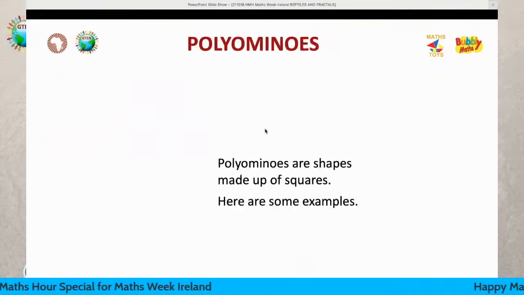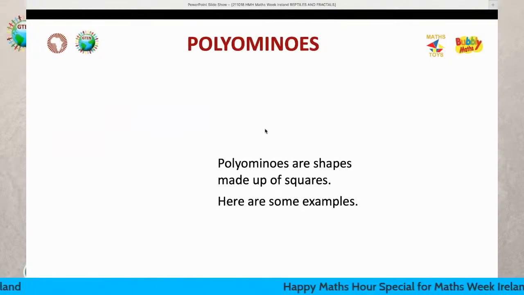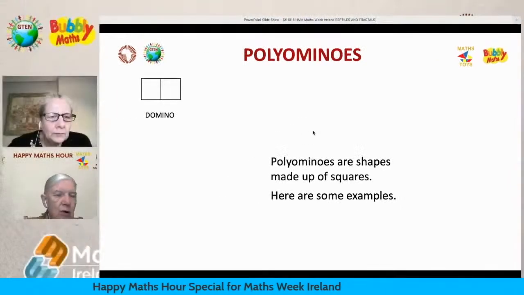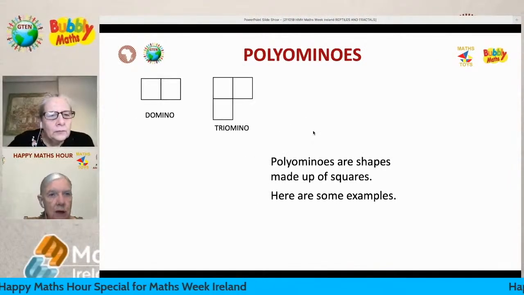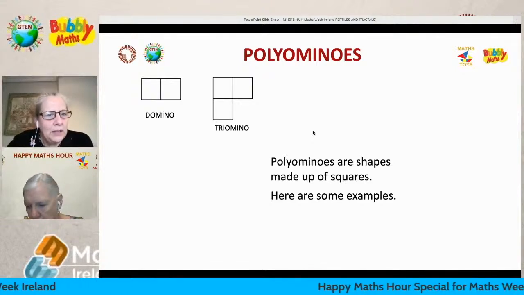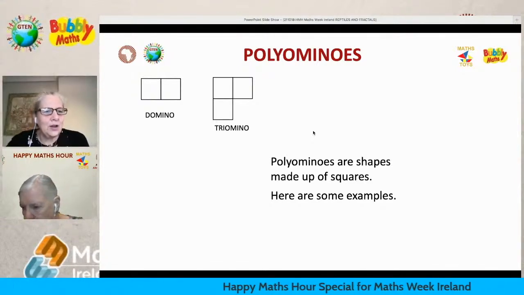Now, polyominoes are a very simple sort of shape made up of squares. And here are some examples. There's a domino, you know, the game dominoes. Those are two squares. So domino literally means two squares? Yes. Okay, that's cool. I didn't know that.